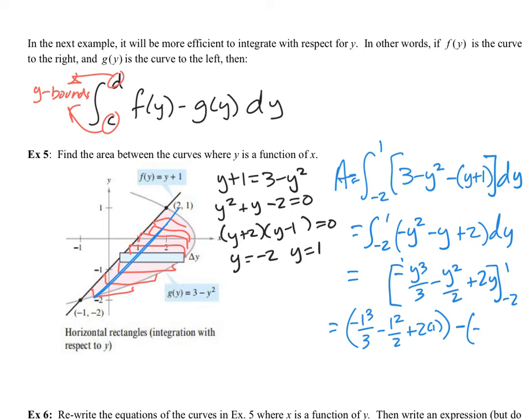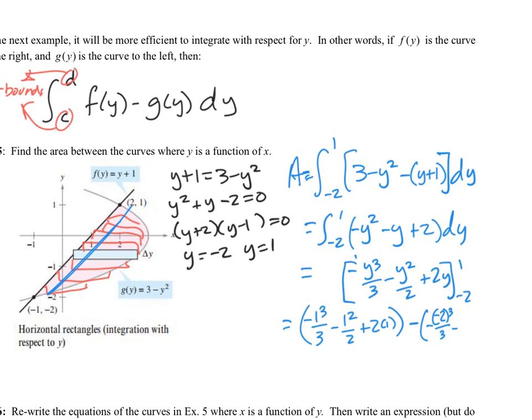So that would be negative 2 cubed over 3 minus, oh, I'm going to run out of room. Let me scoot over just a little bit. Minus -2 squared over 2 plus 2 times -2. Now, if you did the arithmetic, you should get 9/2.